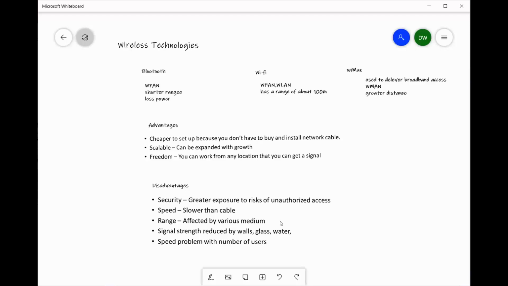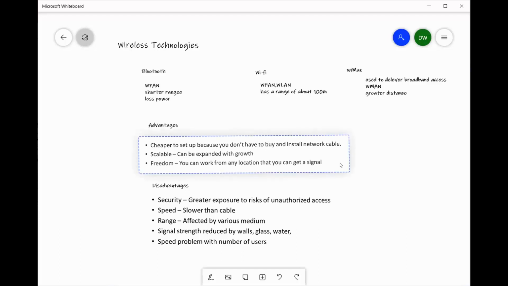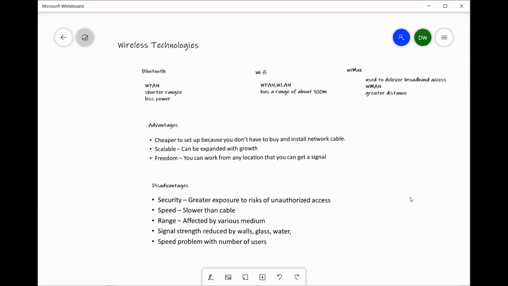And when you have a large number of users on the same wireless device, the speed again can be reduced, right? So those are the disadvantages of having a wireless network. So these kinds of things are there regarding wireless network media.